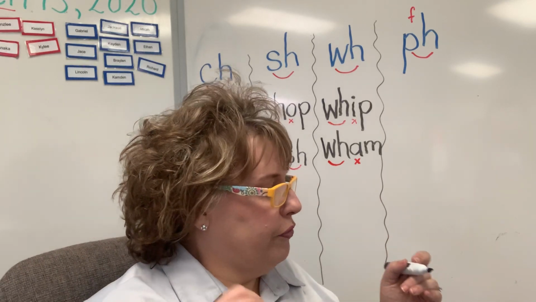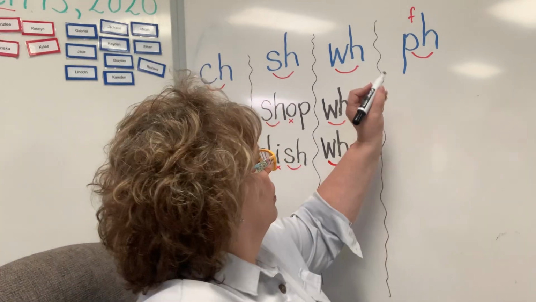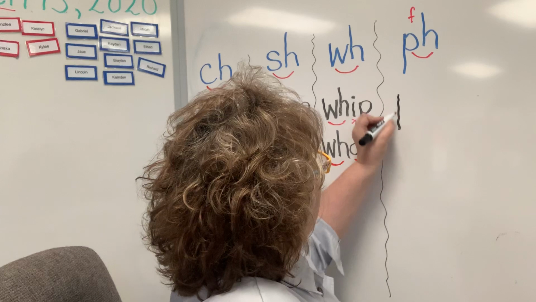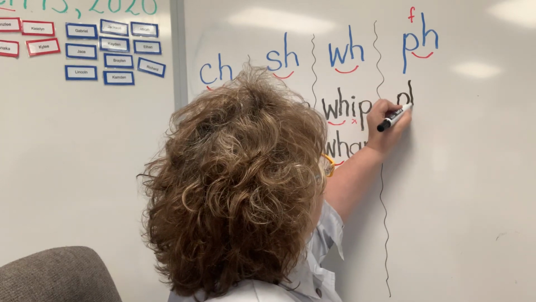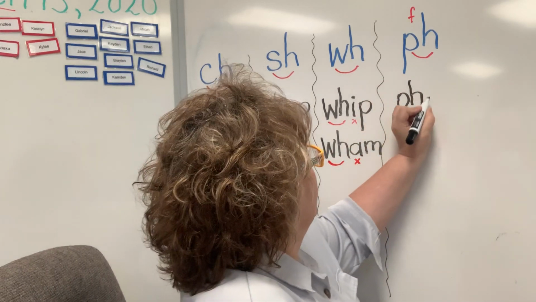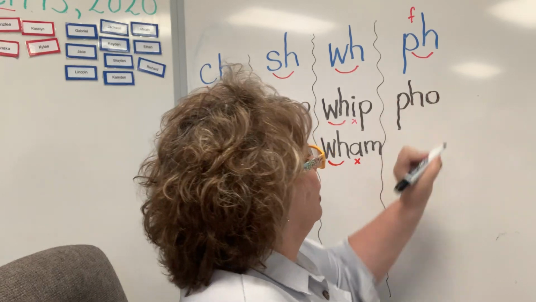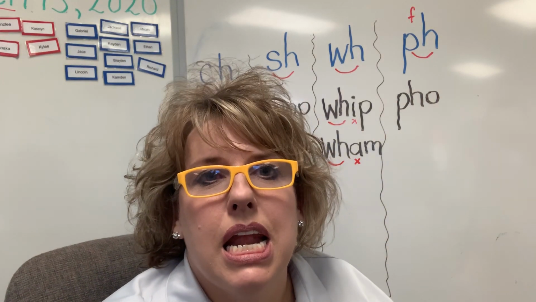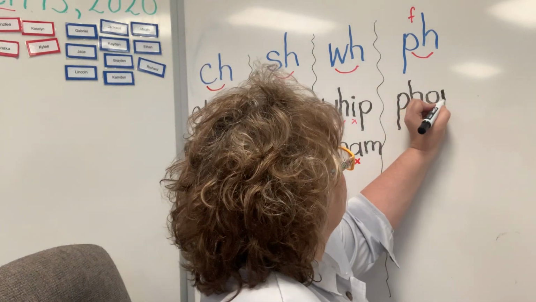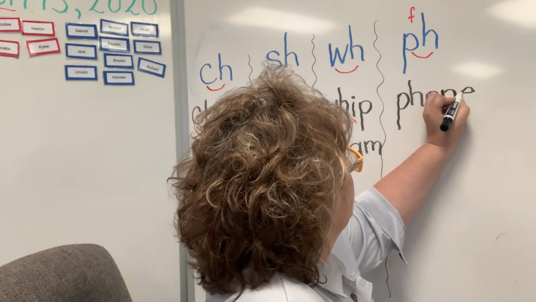Let's write the word phone. So we're going to start, even though it sounds like it would start with an F, we're going to put PH. And it's got an O sound. And then what else does it say? Now guess what? It's going to have a bossy E at the end.